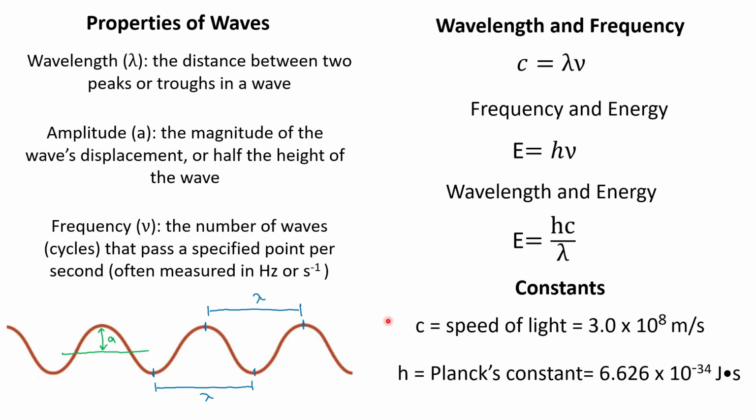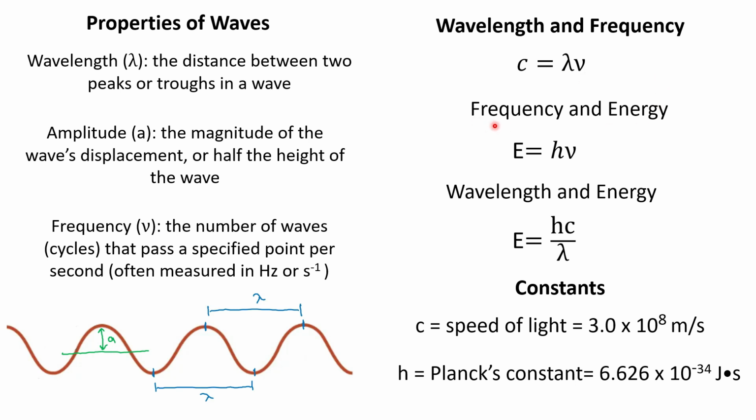Now let's talk about mathematical equations with waves. So there is a relationship between wavelength and frequency. It is given by this mathematical equation right here. C is your speed of light. Of course, just like we saw over here, wavelength is lambda and frequency is nu. So if you know the wavelength, you can calculate the frequency and vice versa. They obviously have an inverse relationship.